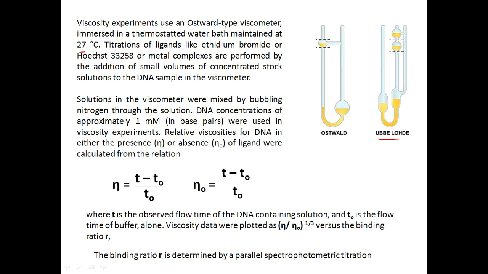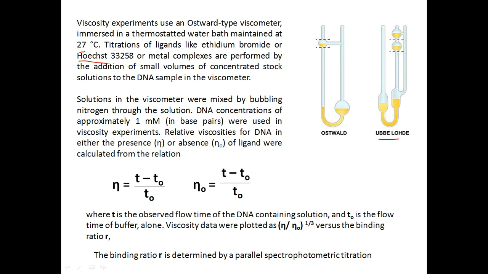So what is done? A titration of ligands like ethidium bromide or Hoechst 33258, which is a non-intercalator but an antibiotic kind of thing, or metal complexes, is performed by adding a small volume of concentrated stock solution to the DNA sample in the viscometer.